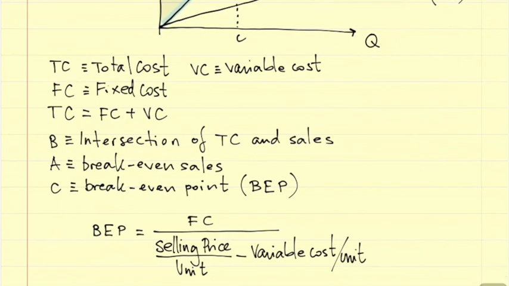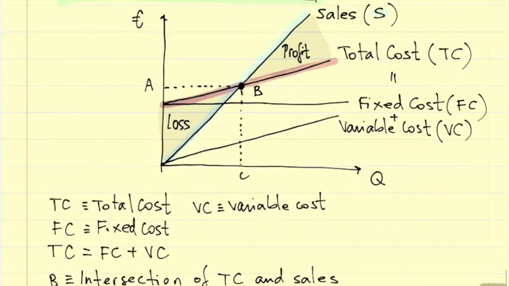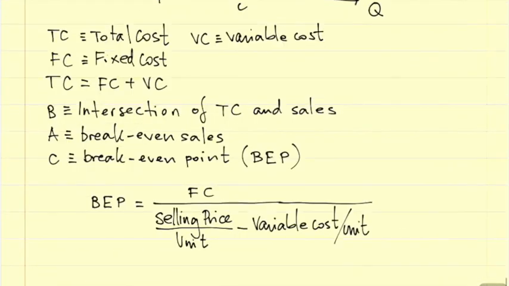This is the formula. It comes from solving the equation TC equals sales, okay? FC plus VC equals sales. And then just finding the BEP that solves this equation.